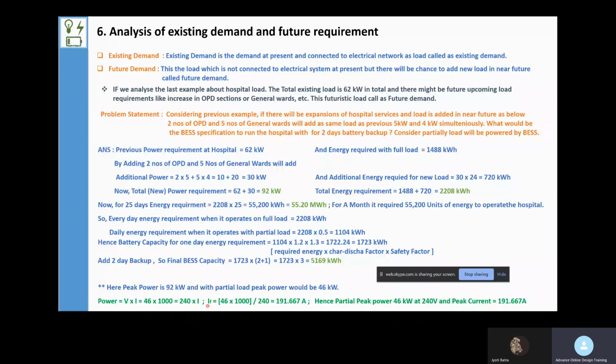So I is nothing but my full load current. 46 into 1000 divided by 240 comes to 191.667. Hence, the partial peak power is 46 kilowatt at 240 volt, and the peak current would be 191.667 amperes. So these are my outputs. Understood? All right. Can I move to the next then? Yes.